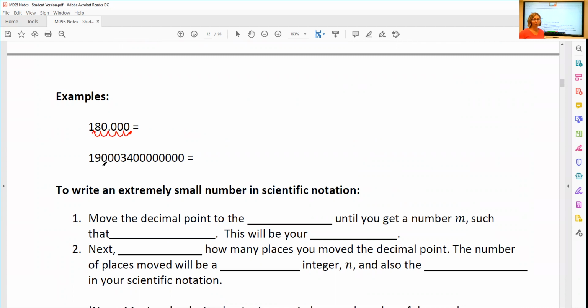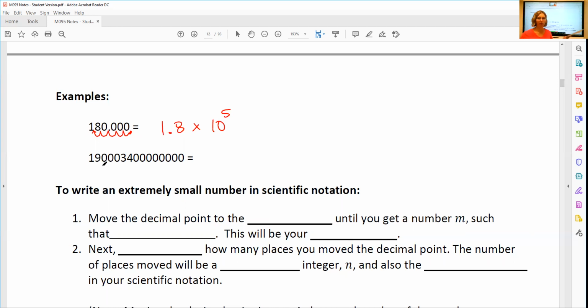And why did I stop there? Why didn't I stop after the 8? You should answer that question. Because if I stopped after the 8, we would be talking about the number 18 times 10 to the 4th power, but 18 is not in between 1 and 10. So I have to keep going another space until what I would have is 1.8. So I'm going to have 1.8 times 10, and then you count how many spaces we move. So 1, 2, 3, 4, 5: times 10 to the 5th.